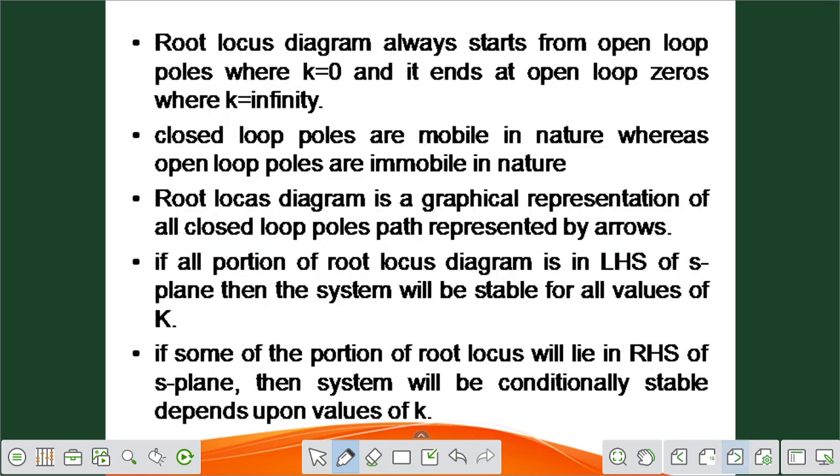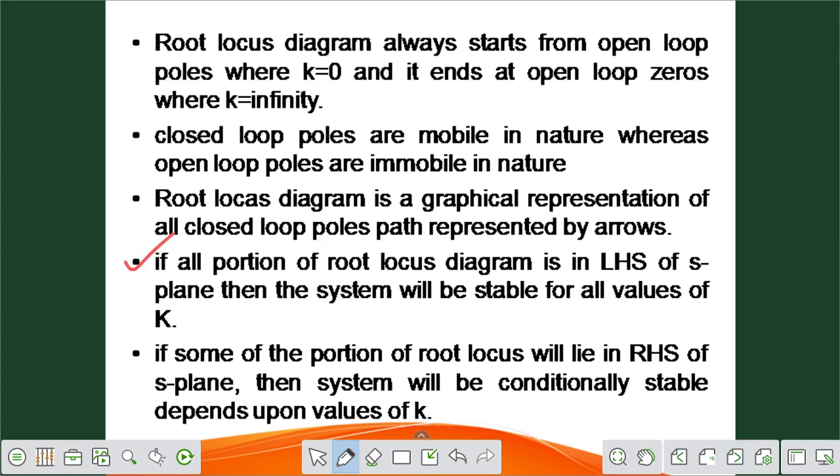You can see, root locus diagram always starts from open loop poles where k is equal to 0, and it ends at open loop zeros where k is equal to infinity. Next point, closed loop poles are mobile in nature. That means closed loop poles can move in the S-plane, but open loop poles cannot move in the S-plane. Next, root locus diagram is a graphical representation of all closed loop poles paths represented by the arrows. That means when I meet all the closed loop poles, there is an arrow mark I have represented in the previous picture.